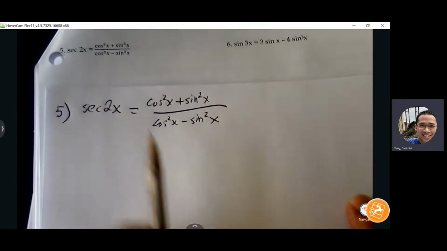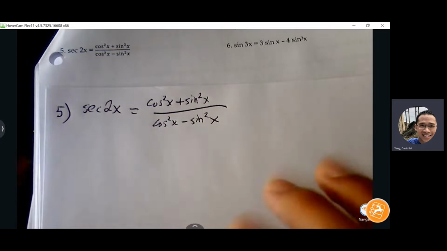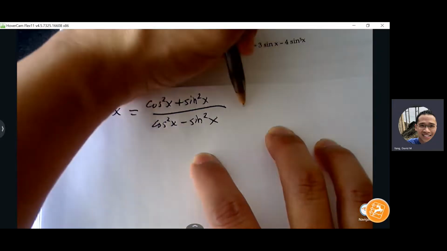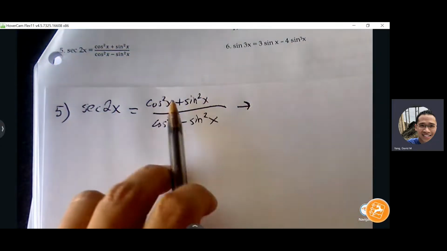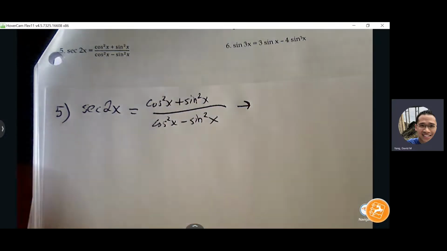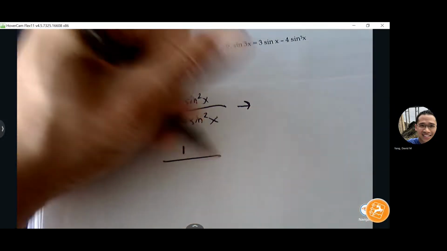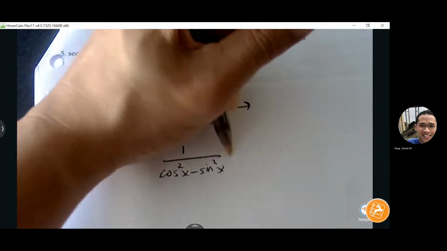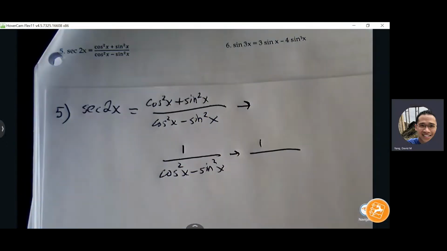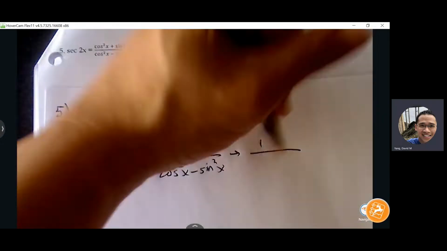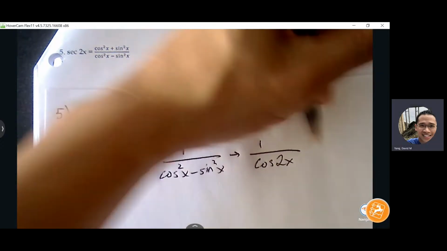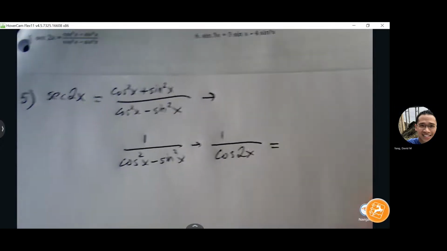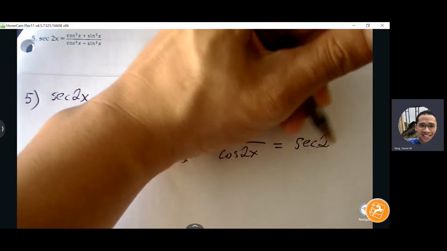Yeah, I think that's better, right? Let's start on the right side, move to the left. It's a lot easier, a lot faster. Okay, so let's start on the right side here. Cosine squared minus sine squared is the same thing as cosine 2x. And the 1 over cosine 2x is the same thing as secant of 2x. Okay, yeah, much better, much faster.